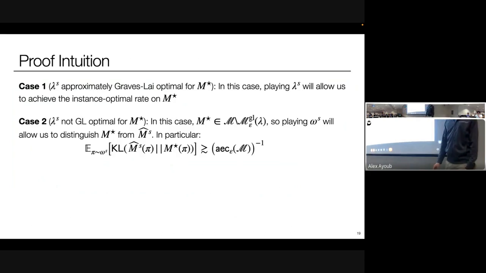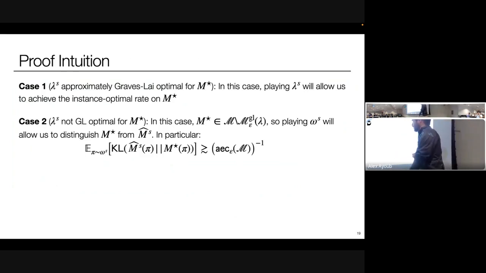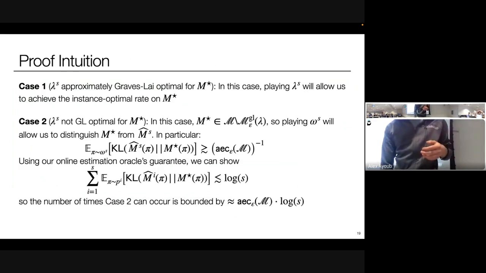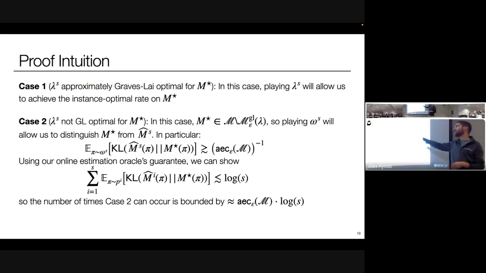The more interesting case is when lambda s is not greater than optimal for m star. In this case, m star will be in the set that we're supping over, m backslash m GL of lambda, which implies that omega s will actually distinguish m star from m hat of s. You can quantify how much information you're gaining from playing this omega in terms of the AEC. If your estimation error is bounded, and it turns out it is in our case, bounded by a log number of exploration rounds, then this case can only happen so many times, and the number of times it happens scales with the AEC.